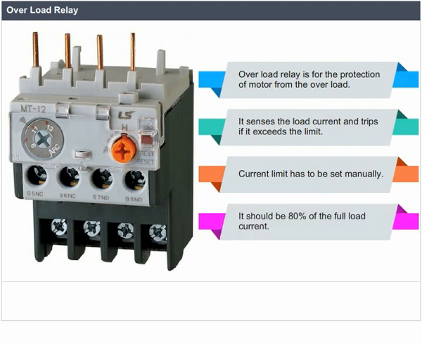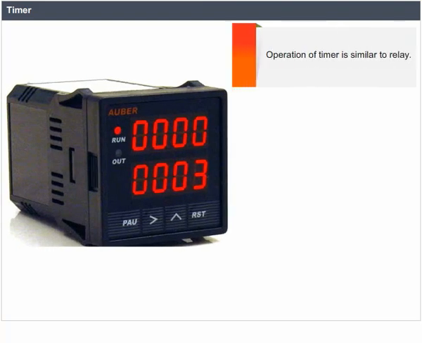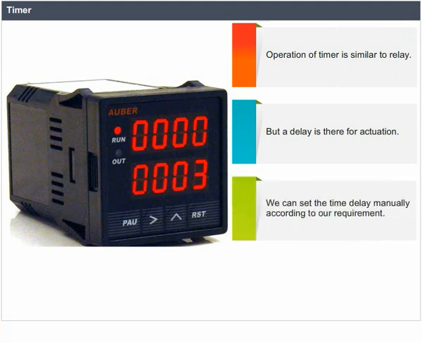Timer. The operation of a timer is similar to a relay, but there is a delay for actuation. We can set the time delay manually according to our requirements. It is very essential for star-delta conversion.